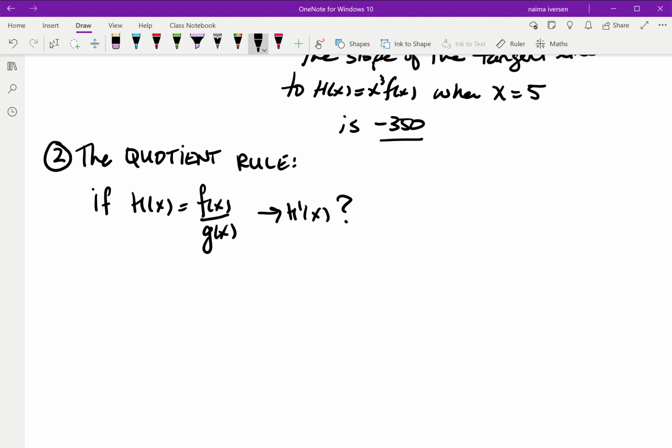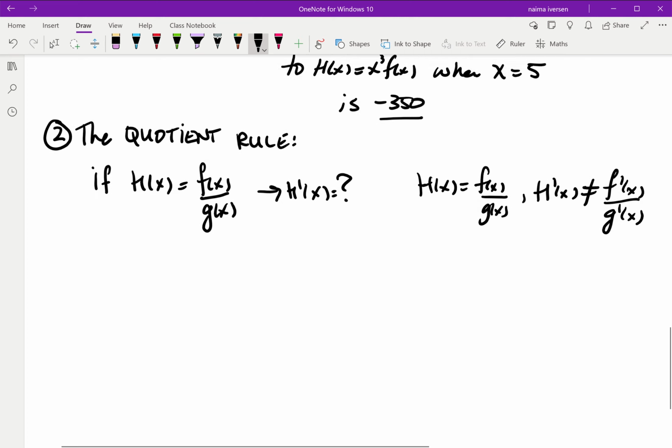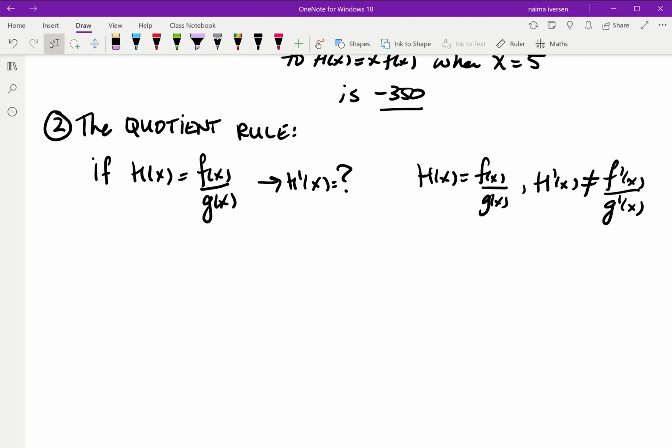Okay, and with the quotient rule, same as before, if you have h of x is equal to f of x over g of x like this, h prime of x is not going to equal f prime of x divided by g prime of x, unfortunately. So we have to figure out a way of doing this.